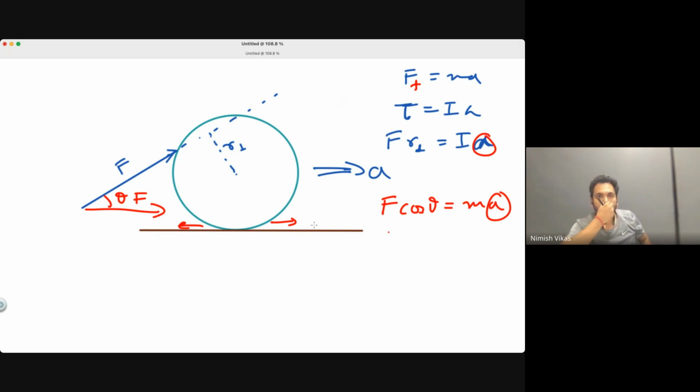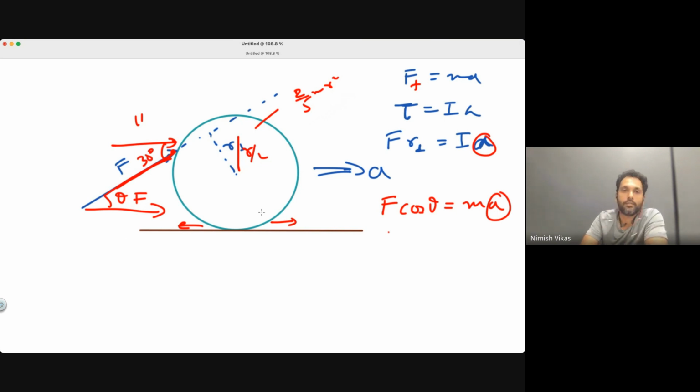If it is clear, just answer me a puzzle question. Same force as last time, at a height of how much? Half R, right? R by 2. Same, 2 by 5 MR square is your I. If that force was at this angle, at say a 30-degree angle, will the friction be backwards or forwards?